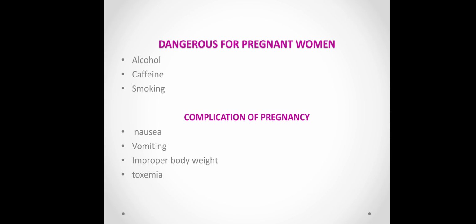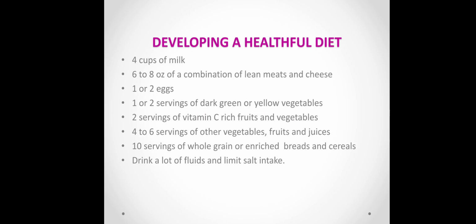Okay, so complications of pregnancy. So what are the complications of pregnancy that may be experienced by a mother? So nausea, vomiting, improper weight gain, body weight, toxemia. Pag sabihin natin toxemia, it is a condition which is characterized by excretion of albumin in the urine, and convulsions are its clinical manifestation.